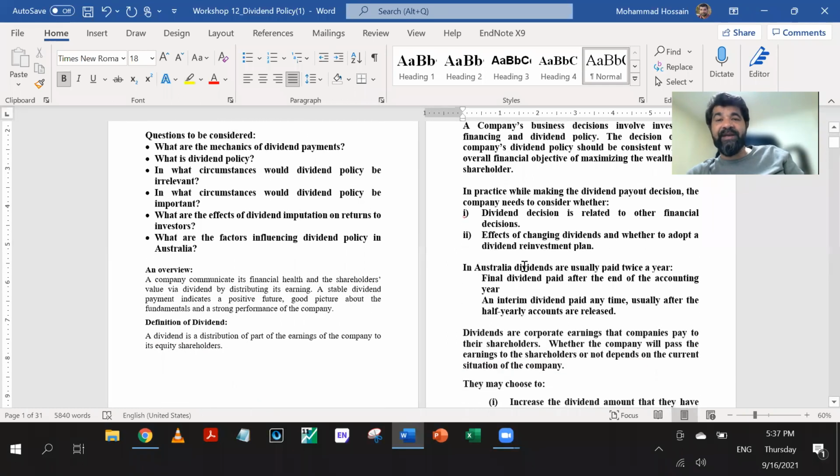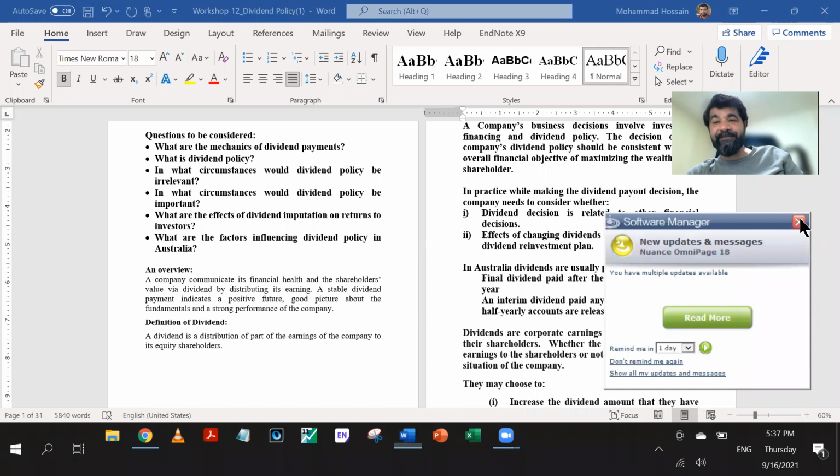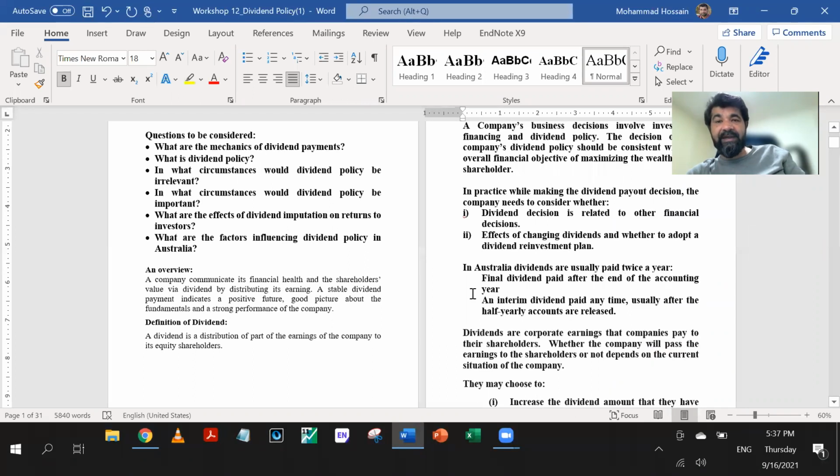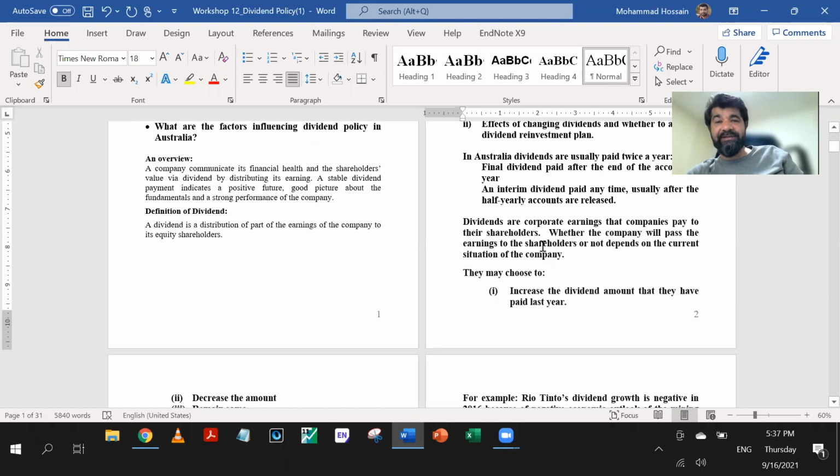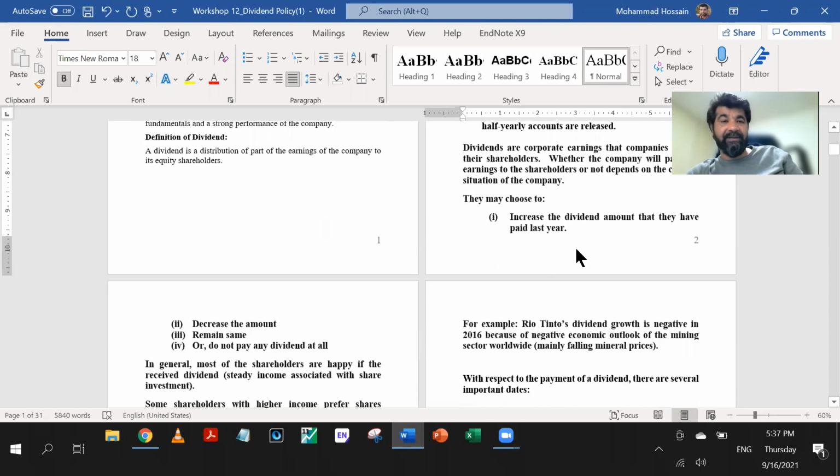In Australia, dividends are usually paid twice a year. A final dividend is paid after the end of the accounting year, and an interim dividend is paid anytime after the half-yearly accounts are released. So dividends are corporate earnings, like we said before.